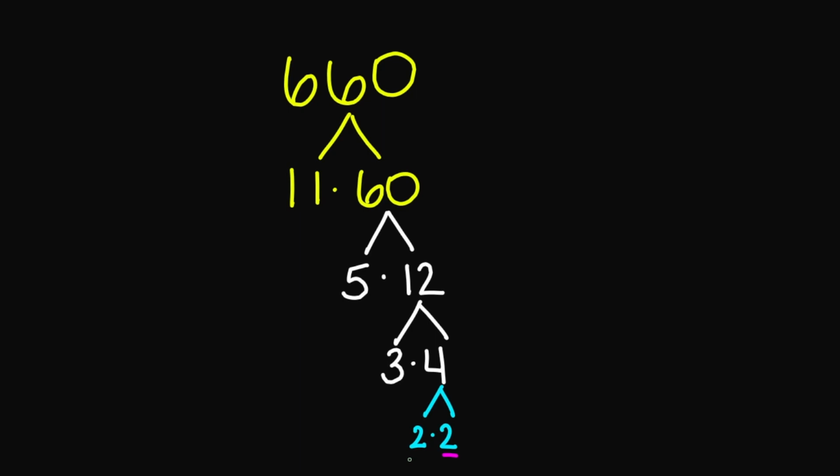I am now left with prime numbers. So my prime factorization is going to be 2 to the second power times 3 times 5 times 11. So this is your final answer.